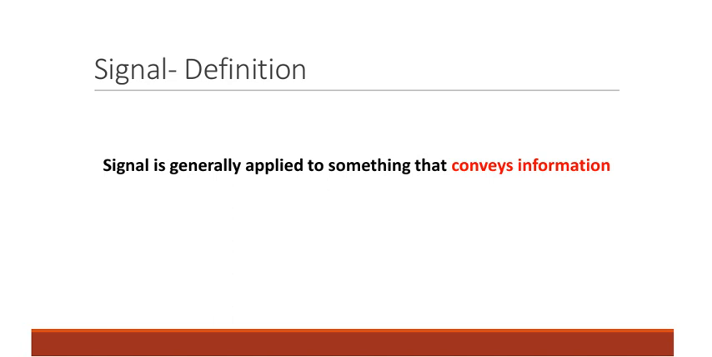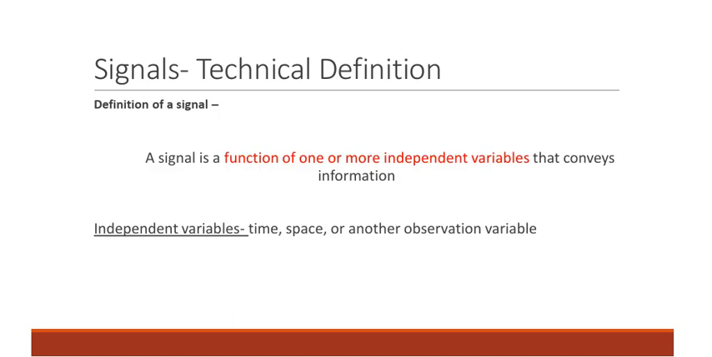But now let us look at a more technical definition of a signal, a more systematic definition of signal, we could say. So a signal is a function of one or more independent variables that conveys information. So the new term that we have added into the definition now is independent variables. What do we understand by independent variables? The examples of independent variables are time, space, or any other observation variable.